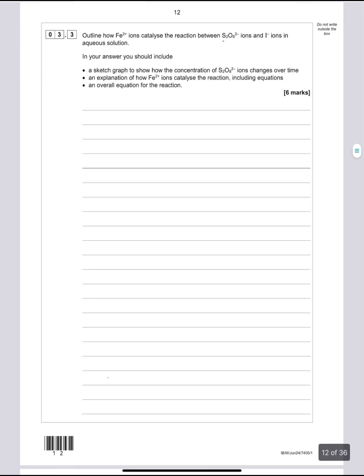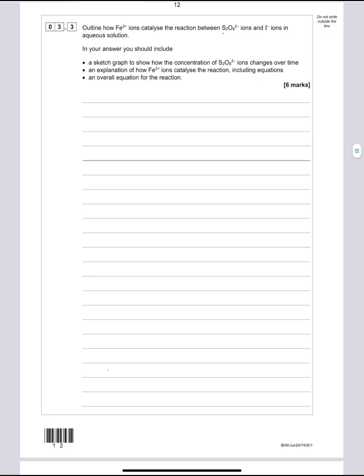The following question was a 6-mark question, and it was about the use of the transition metal iron as a catalyst in the reaction between peroxydisulfate and iodide to make sulfate ion and iodine. And in this question, they ask you to include a sketch graph to show how the concentration of the peroxydisulfate ion changes over time, an explanation of how the iron 2 plus ions catalyze the reaction, including equations, and finally the overall equation for the reaction. So there are 3 stages here, and we need to include all of them to get the 6 marks.